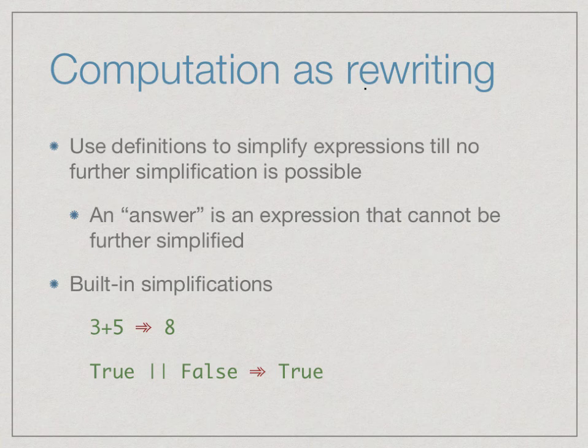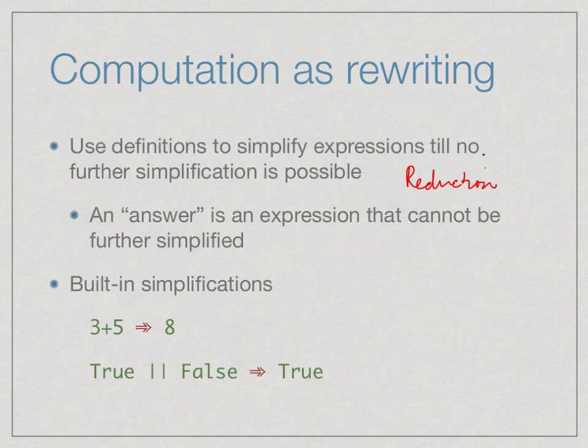So we have definitions which allow us to replace expressions on the left hand side by expressions on the right hand side. And the process of computation is just to keep on doing this until no further reduction is possible. This process of replacing left hand side by right hand side is often also called reduction. So when no further reduction is possible, we have potentially an answer.